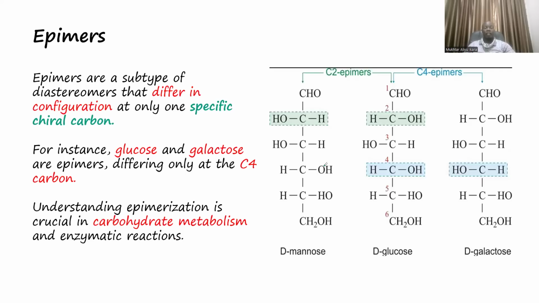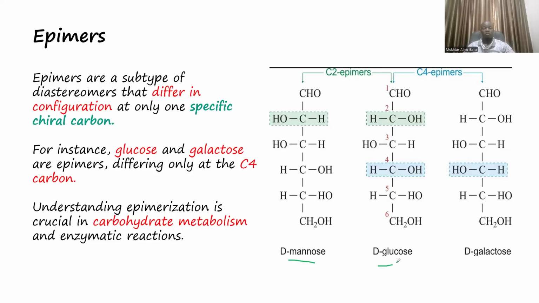So then the next one is Epimers. Epimers are a subtype of stereoisomers, or the stereomers that differ in configuration at only one specific chiral carbon. So they only differ at one specific carbon, but all the spatial arrangement is the same. So let's look at the mannose and the glucose.